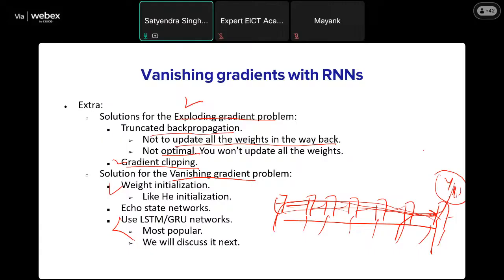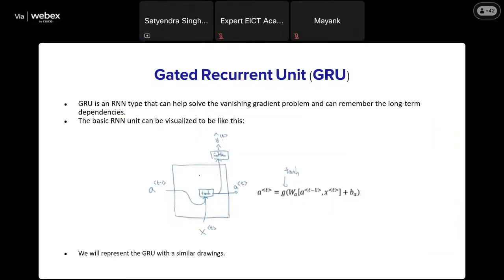For example, Yt might be dependent on X1, which is quite far in the range. It might not be able to sustain that information.